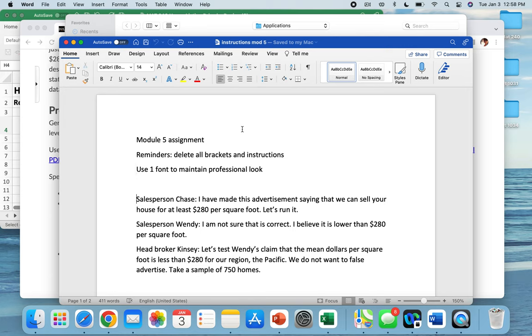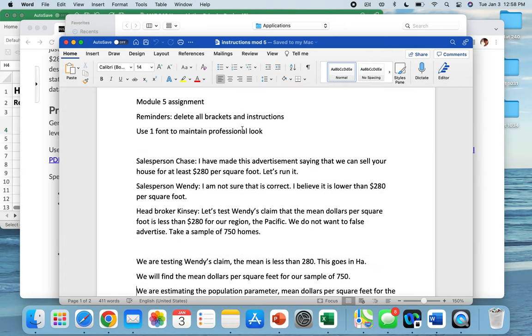Okay, Salesperson 1, Salesperson Chase: I've made this advertisement saying that we can sell your house for at least $280 per square foot. Let's run it. Salesperson Wendy: I'm not sure that's right. I believe it's lower than $280. Head broker Kenzie: Let's test Wendy's claim that the mean dollars per square foot is less than $280 for our region, the Pacific. We do not want to false advertise. Let's take a sample of 750 homes.